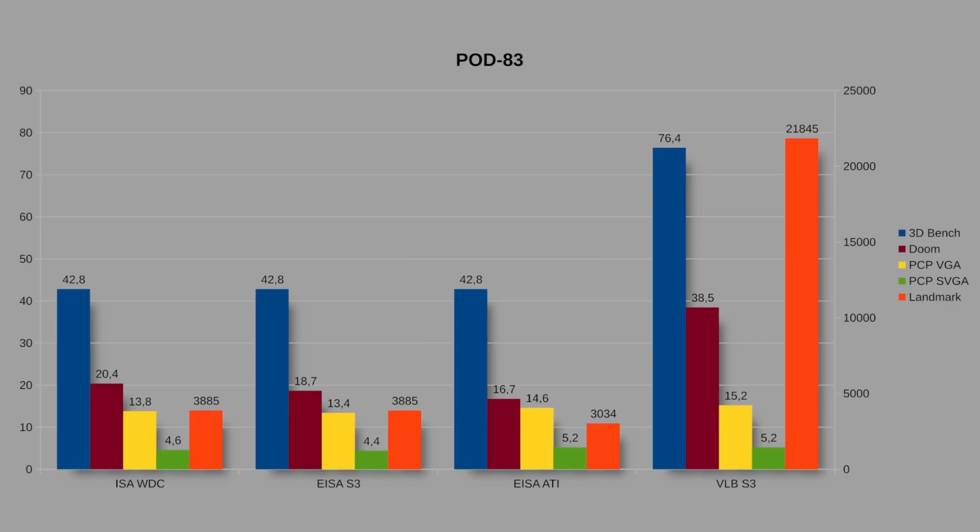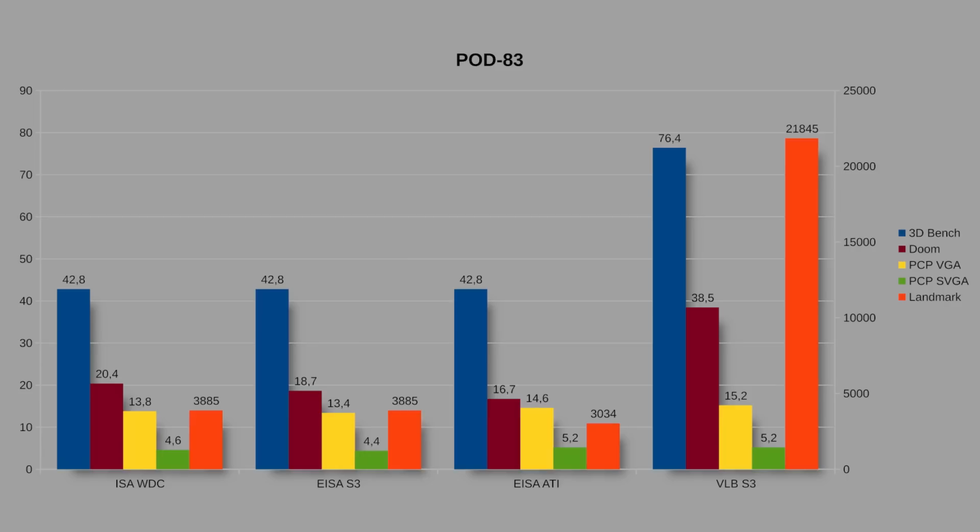However, to be honest, all those numbers were quite near each other, so we barely can speak of a breakthrough in performance. Except for Doom, where the VLB S3 card was once again with 38 FPS about twice as fast as the ISA and EISA cards. And again, unfortunately, both EISA cards were slower than the ISA WDC card, which is fast, as I mentioned, but I didn't expect it to win against the EISA ATI Mark 32.